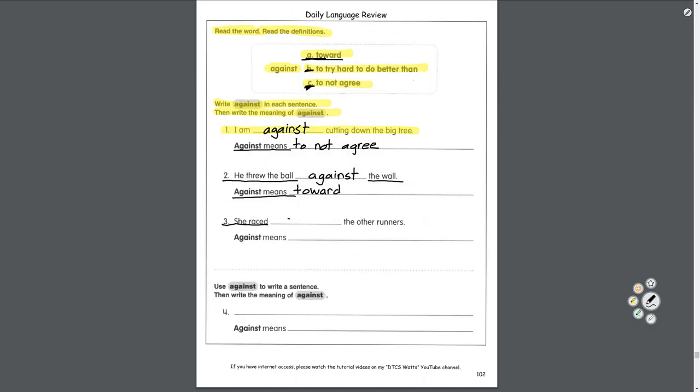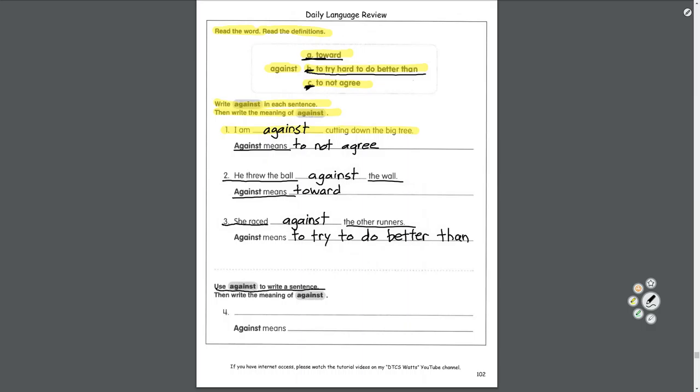Number three, she raced against the other runners. To try hard to do better than. Against means to try, we'll just say to try to do better than to save space. To try to do better than. She raced against them.